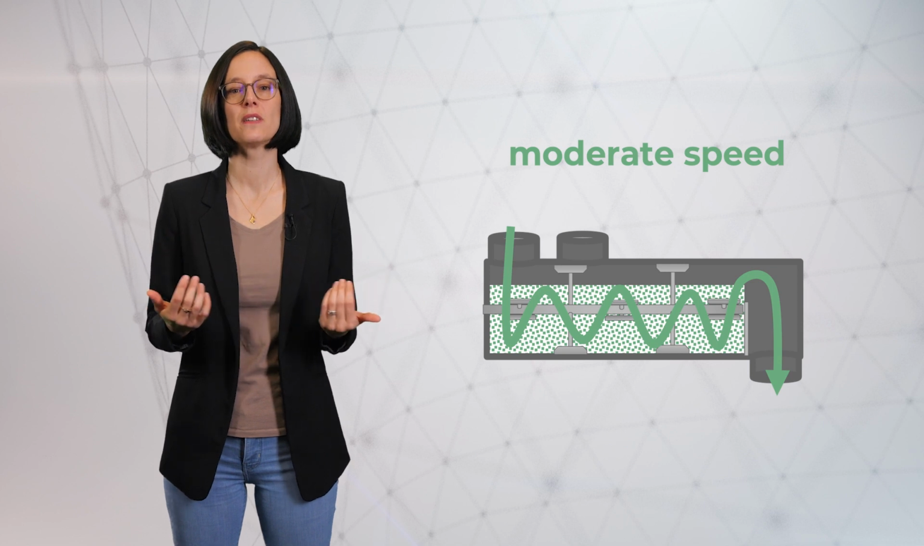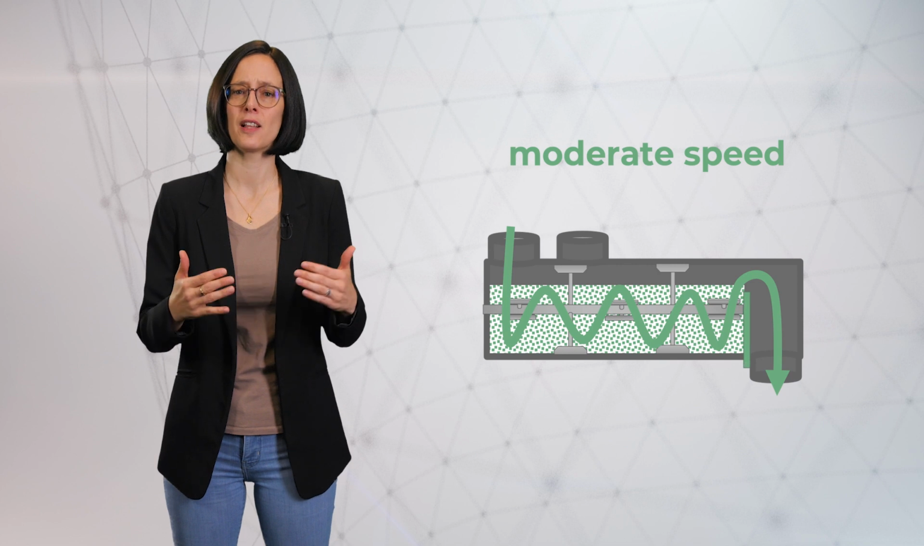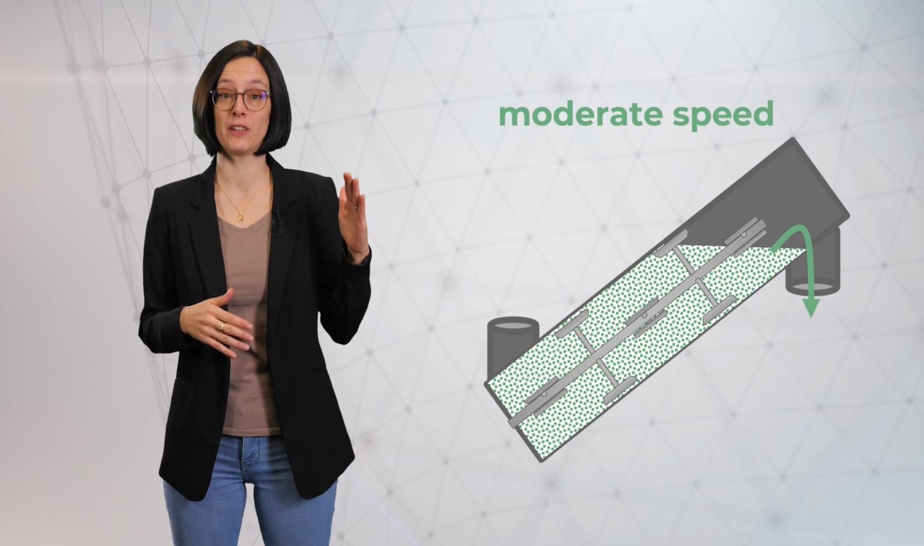Operation with moderate speed does not introduce high centrifugal forces. The material is held back in the blender by a weir. Another option is to tilt the blender.